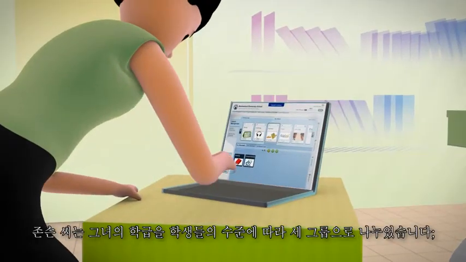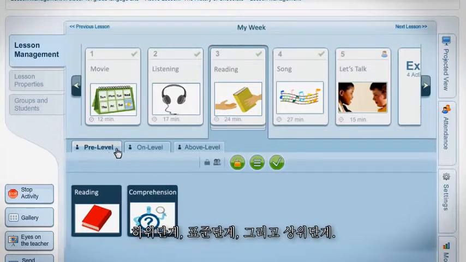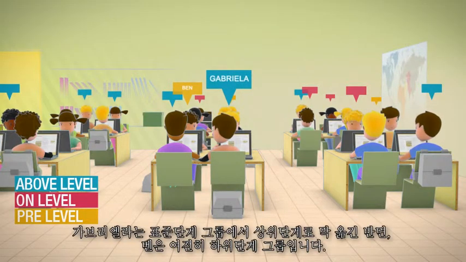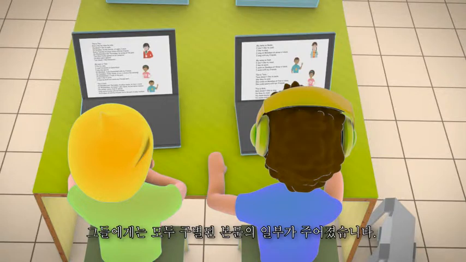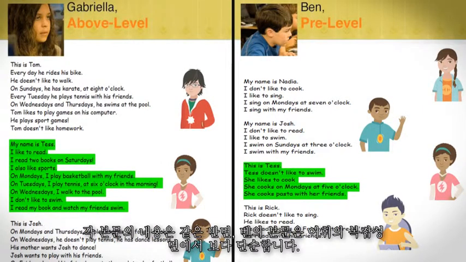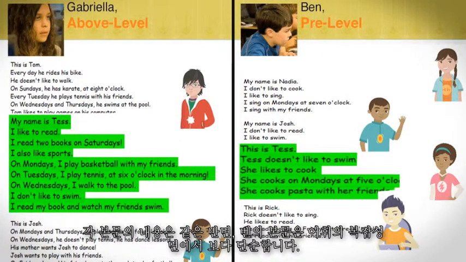Ms. Johnson has created 3 groups in her class according to the level of her students: pre-level, on-level, and above level. Gabriella has just moved to the above level from the on-level group, while Ben is still in the pre-level group. They are both presented with differentiated text passages. While the content of each passage is the same, Ben's text is simpler in lexical complexity.